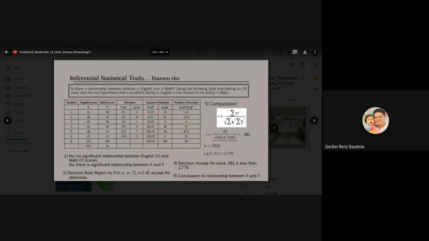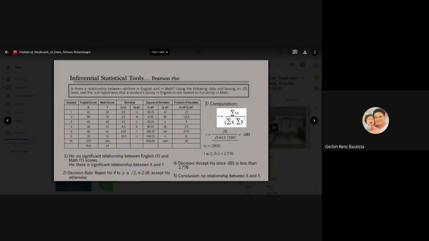Lastly, we multiply the deviates of x and y. We get 5.5 multiplied by negative 4. We get a product of deviates of negative 22. We do these steps to all the rest of the 5 students.